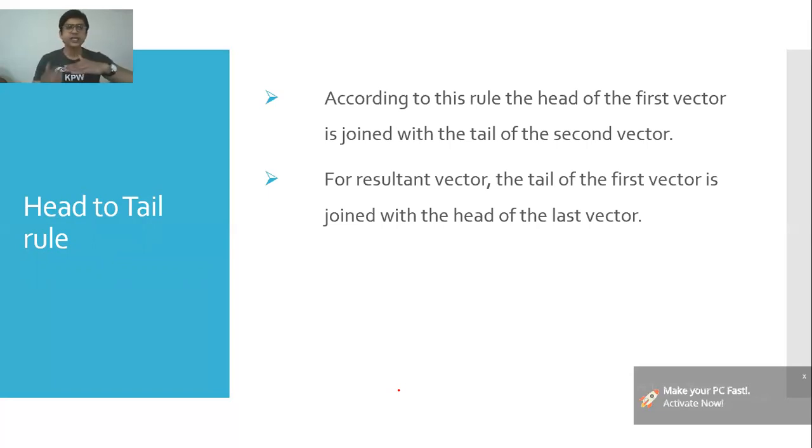One vector is like this. So what you have to do is add the second vector with its tail. As it has said here, according to this rule, the head of the first vector is joined with the tail of the second vector. And for the resultant vector it is opposite. The tail of the first vector is joined with the head of the last vector. How? We will see in this diagram.